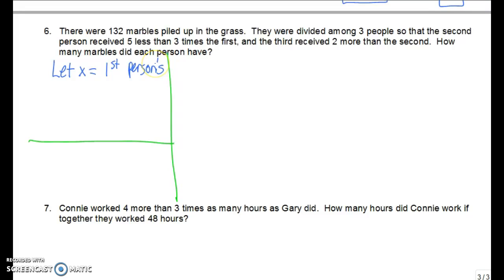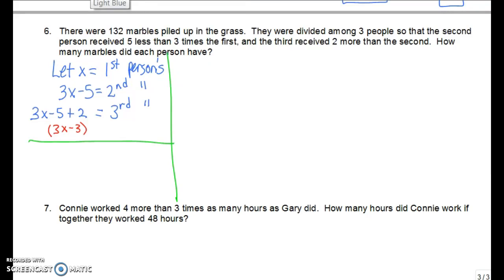So I'm going to say let x equal the first person's. The second person, 5 less than 3 times the first. And I'm going to use ditto marks to be lazy and efficient. The third person, here's my ditto marks in use, received 2 more than the second. Now don't try to do this all in your head, you will make a mistake. The second received 3x minus 5, add 2 to that. Now you can simplify if you like. This is 3x minus 3, and I'm ready to write my equation.